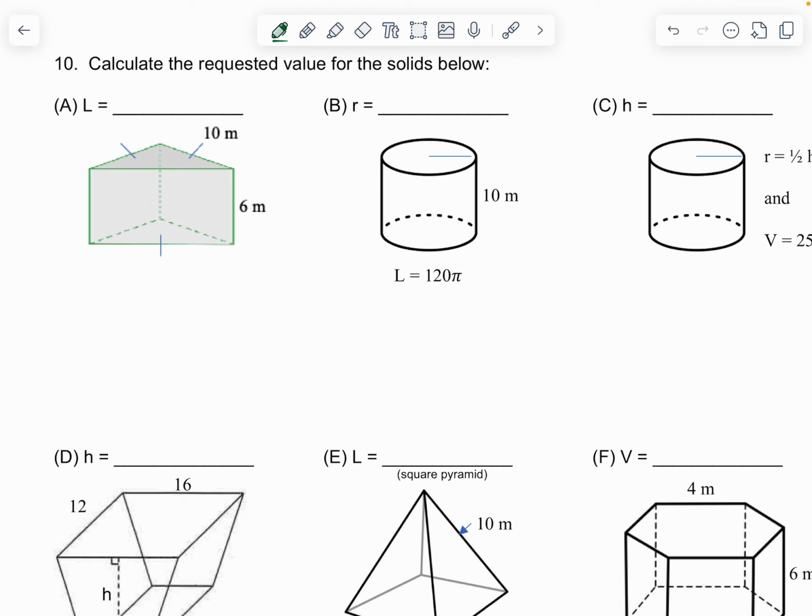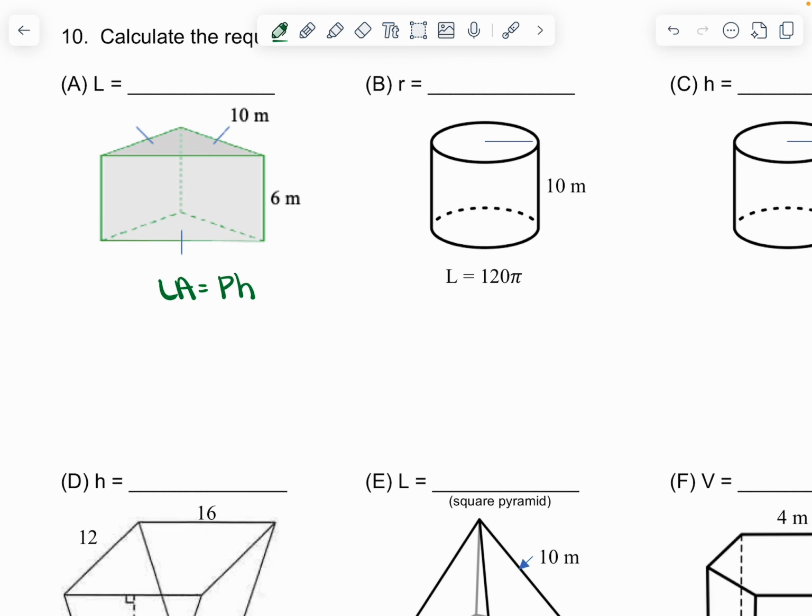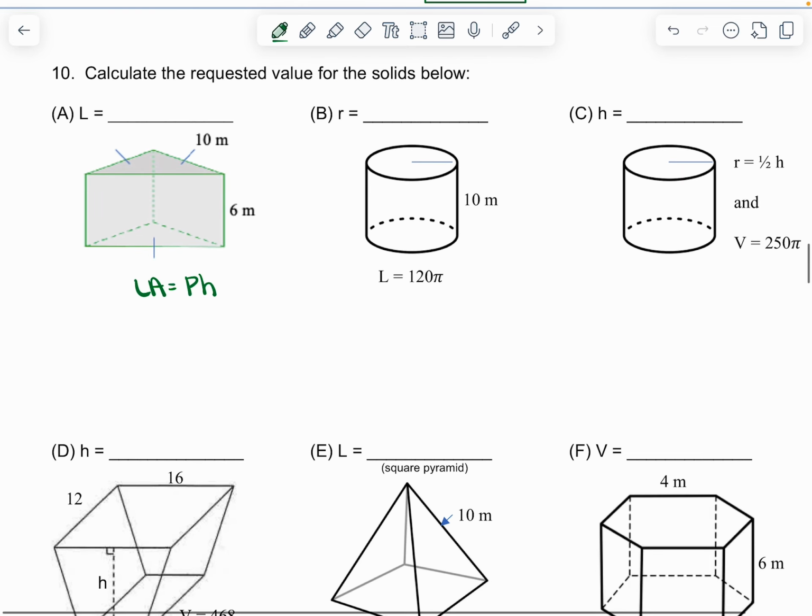So I'm just going to start with A, of course. It's asking for the lateral area of this equilateral triangular prism. So the first thing I'm going to do, of course, is write the formula for the lateral area of a prism, which is just PH, right?